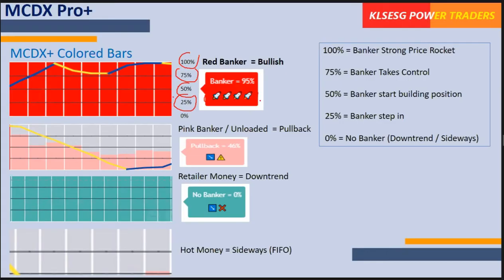Okay, I use the rocket to symbolize the percentage. It's easy for you to see. Once you see a rocket, oh, banker in. All right, it's easy as that.